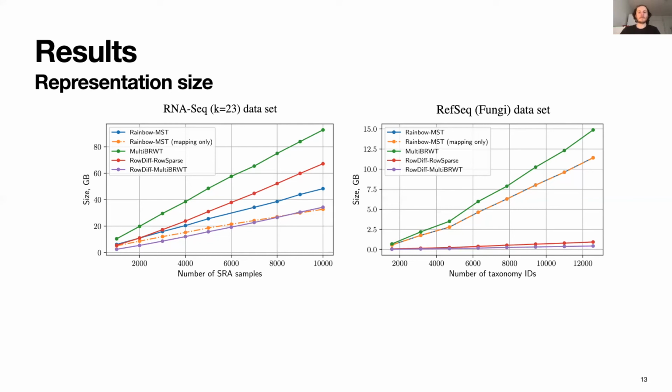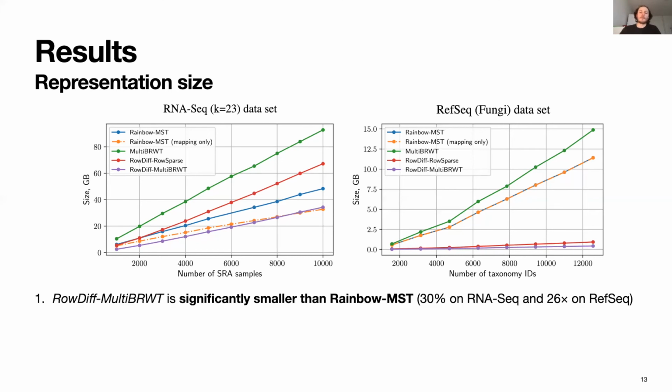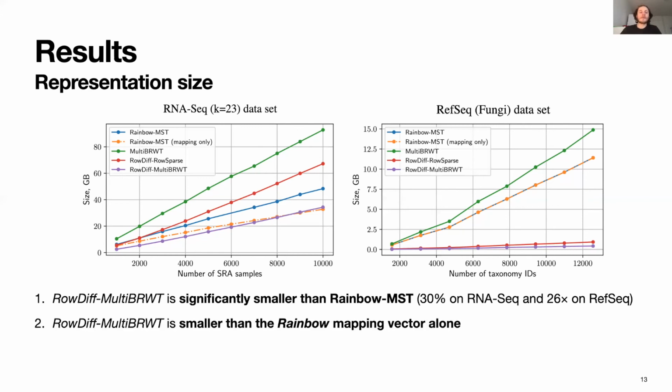Next, we compare the representation size against the state-of-the-art methods, multi-bubble T and rainbow MST. We apply the row-diff transform and use two different representation schemes to encode the transformed annotation matrix, row-diff and multi-bubble T. These curves are shown in red and purple, respectively. We see that row-diff multi-bubble T is significantly smaller than rainbow MST on both datasets, and row-diff performs especially well on the sparse RCEQ graph and outperforms rainbow MST by almost 30 times. Again, we see that the size of the rainbow MST representation is actually dominated by the rainbow mapping vector, which alone is larger than the entire row-diff multi-bubble T representation.